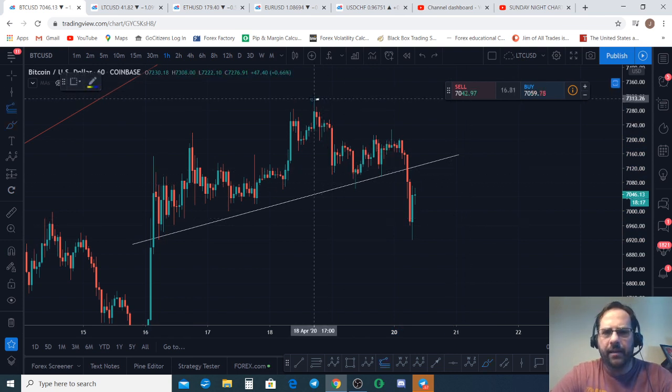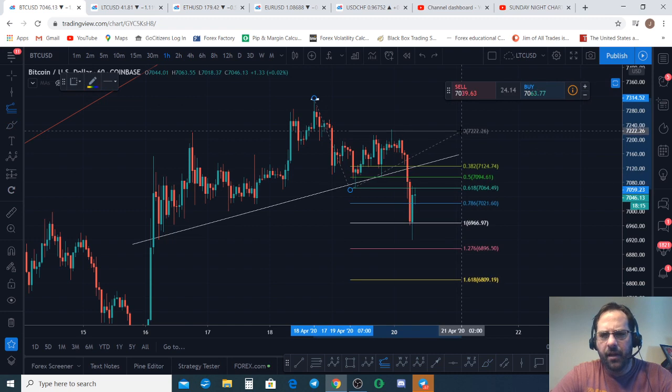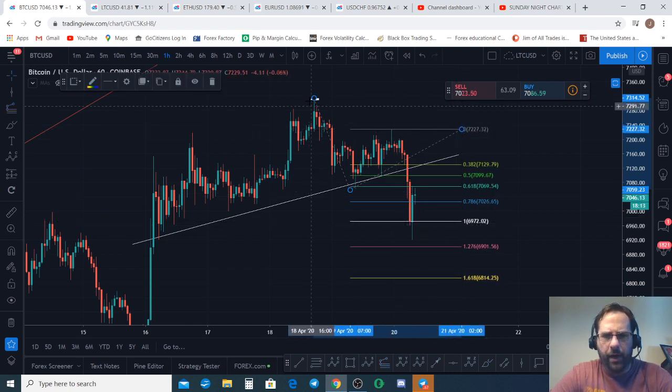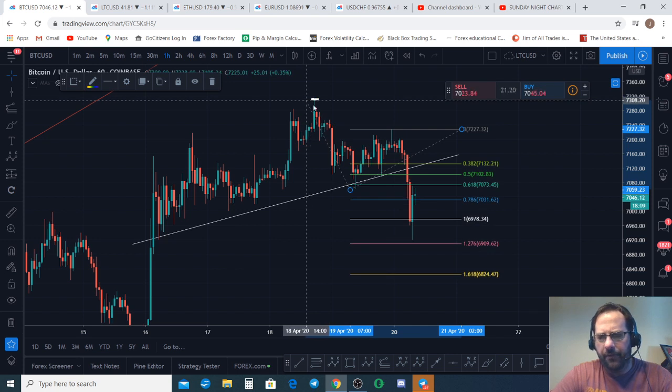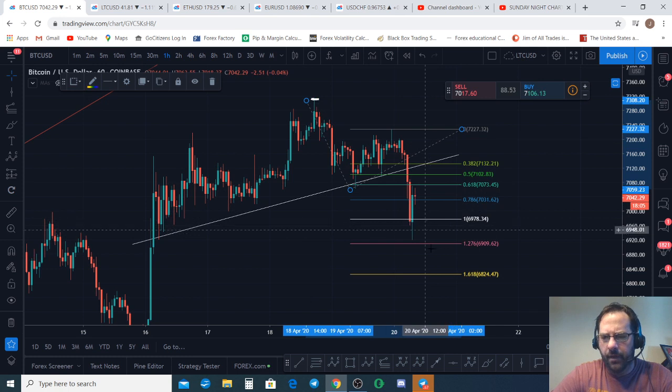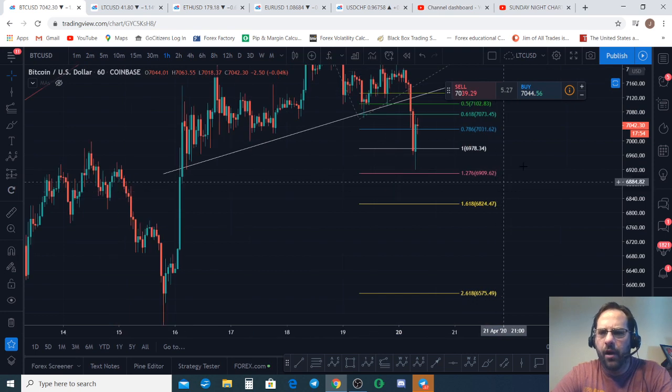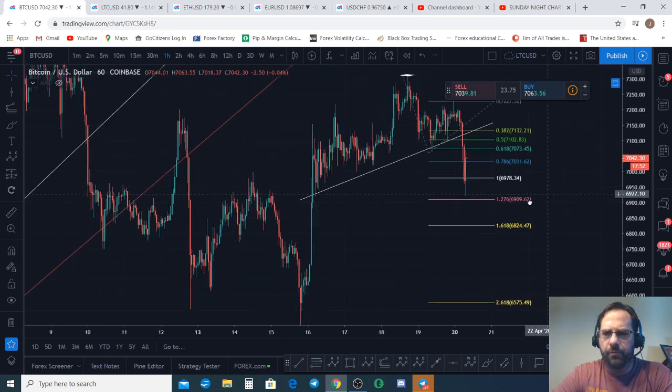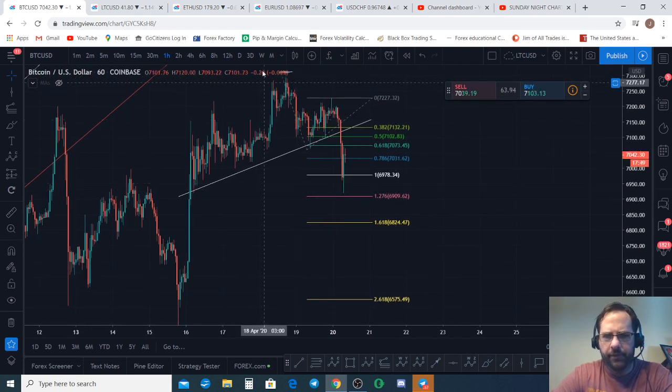Right now, we're hitting the 127 extension. Or no, actually, we haven't quite hit the 127 extension yet, but we're on our way to it. We have already passed the 1-to-1 extension, and we've maybe just wicked barely the 127 extension there. So anyway, I'd like to see this come on down to get to the 1.618, 6.824, to look for an impulsive move off of this high.